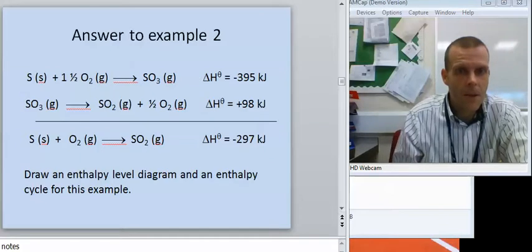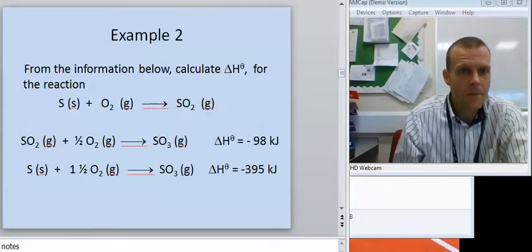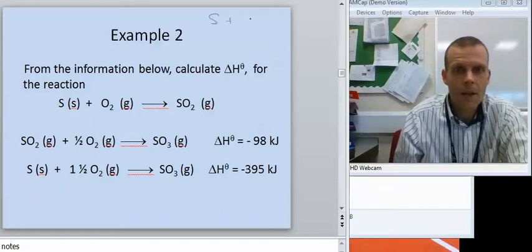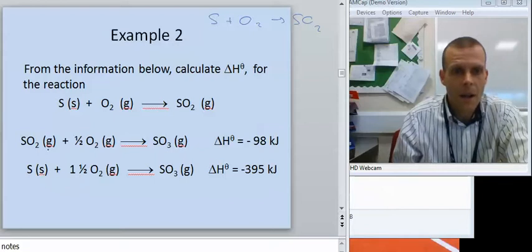This looks like the kind of manipulating equations to get to the target one method. If you wanted to do it the other way, let's see if we can draw out a Hess cycle for it so you can see what that looks like. So we've got S plus O2 goes to SO2 is what we're trying to find. And we've got information by which we've got SO2 going to SO3, and we're told that that's minus 98. And we've got information for sulfur going to SO3 as well, and that's minus 395.